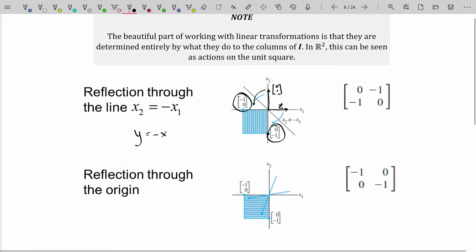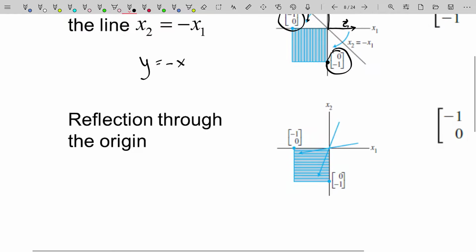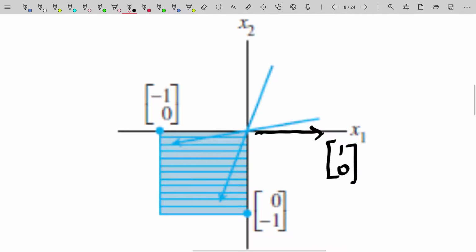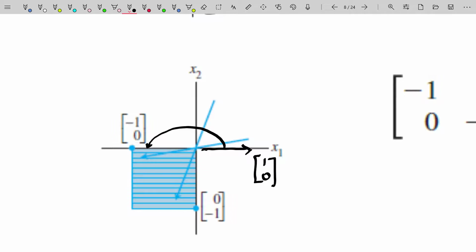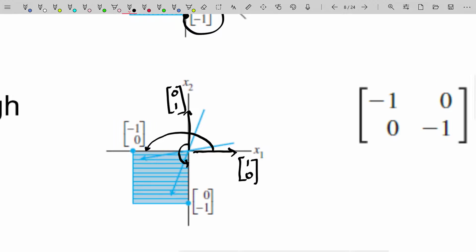And you could do the same thing with a reflection through the origin. It takes the vector 1, 0, and if you're reflecting through the origin, it rotates that 180 degrees to the vector negative 1, 0. And notice that's the very first column of our standard matrix. Likewise, it takes the vector e sub 2, which is 0, 1, reflects that or rotates it 180 degrees to the vector 0, negative 1, and that is the second column of our standard matrix.